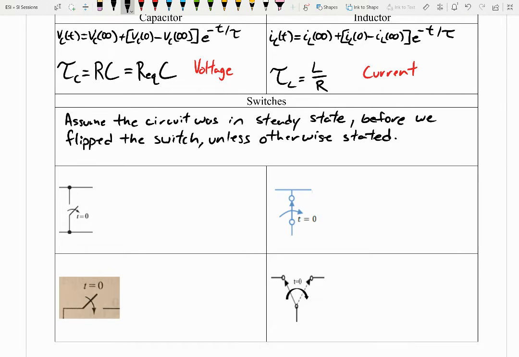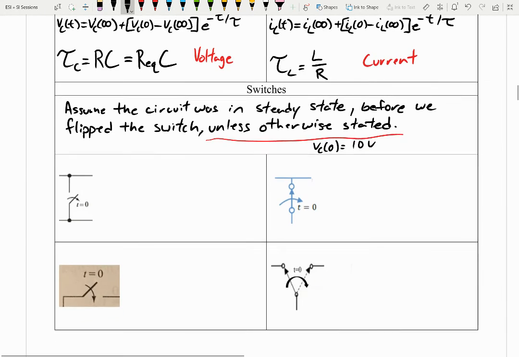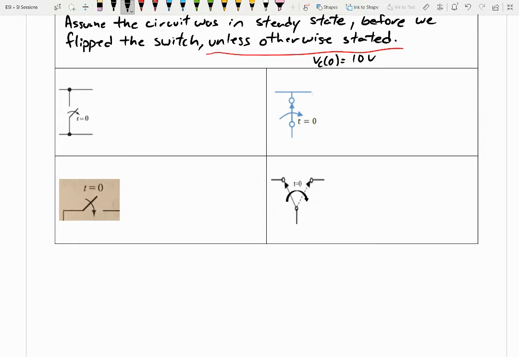Now, what do we mean by unless otherwise stated? For example, if they were to say V of C initially had 10 volts, that is just giving us a starting value to begin with, rather than if this was operating in steady state, where it would be under different circumstances and have a different value. There's a lot of different orientations for these switches. We've got 4 examples here, just going over a couple.